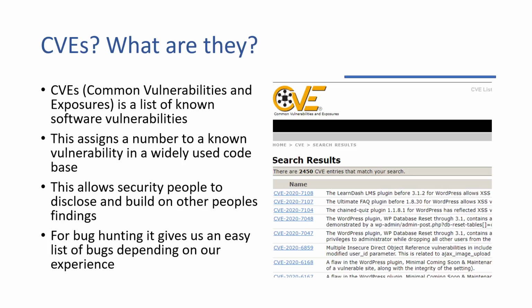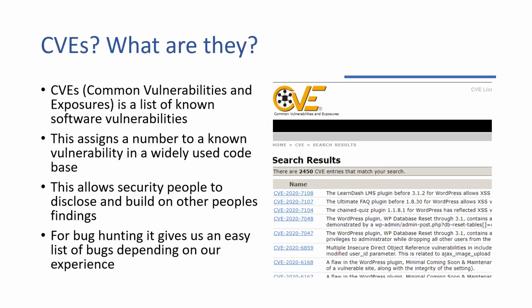So a CVE is an entry on the CVE, Common Vulnerabilities and Exposures list. It's really a list of known software vulnerabilities. It assigns a number to a known vulnerability in a widely used code base. So you won't get it on, say, one of Verizon Media's targets like yahoo.com. You'll get it on something like WordPress, where a lot of people use that. It allows security people to disclose bugs and build on other people's findings. And it gives us a list of really easy bugs to find, especially as they include the version number. So if we're able to figure out what the version is, we can look for CVEs that match that version.